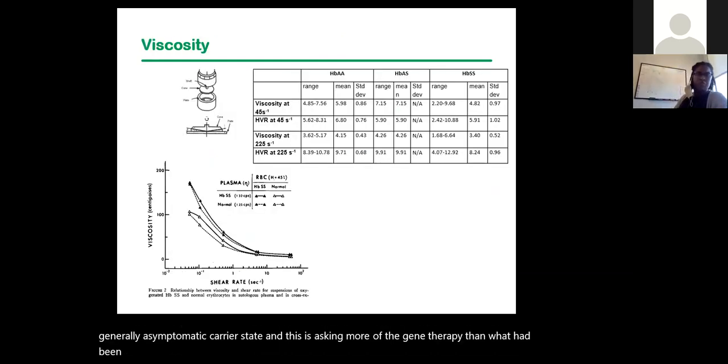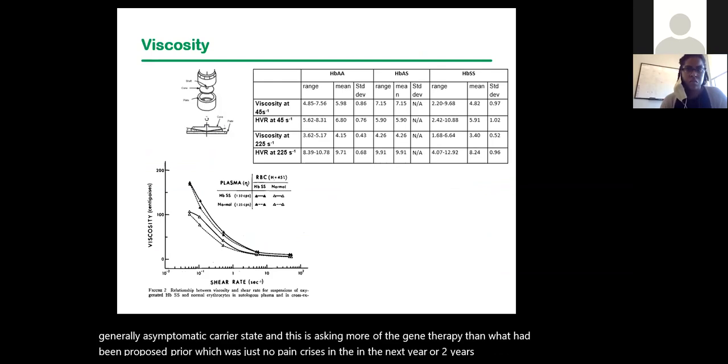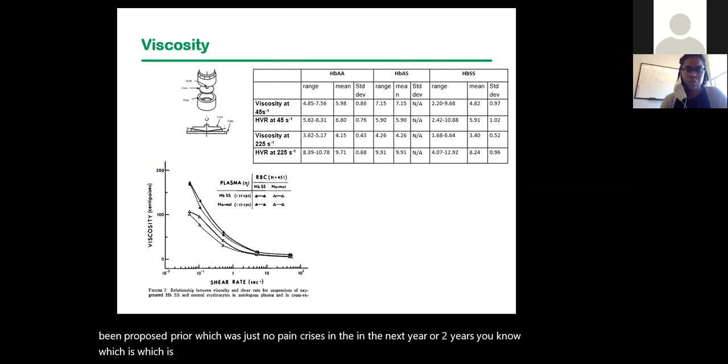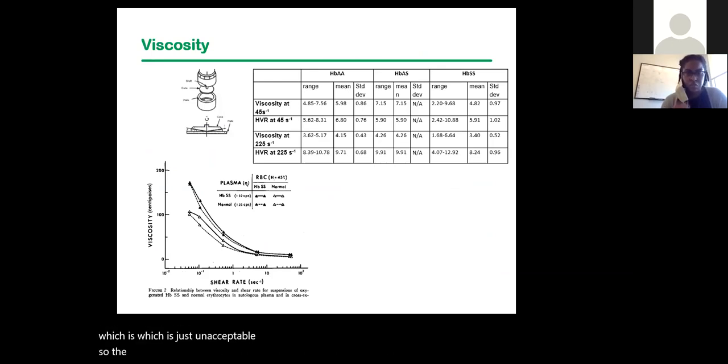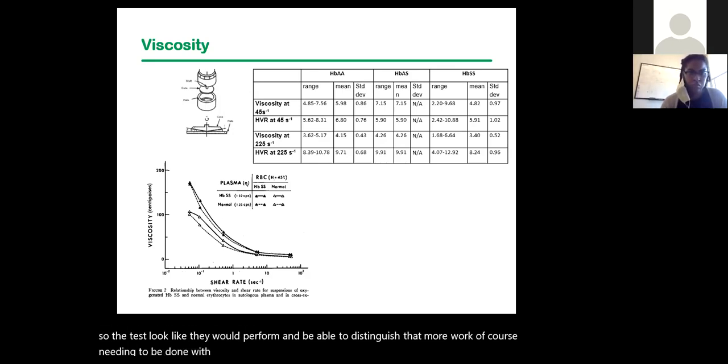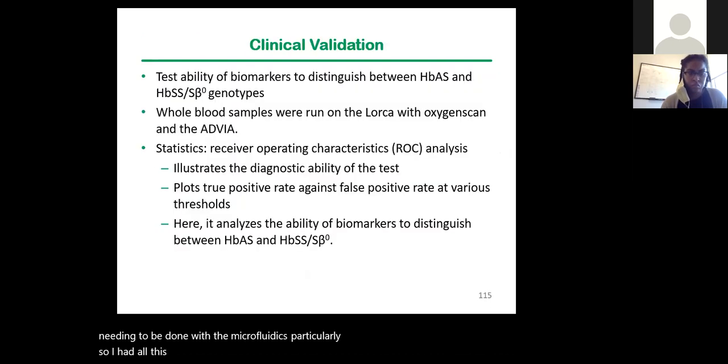So I had all this viscosity data as well, and I dropped that as a test because it did not achieve that separation by genotype. There was overlap in the ranges I got for trait and disease. And I think it's more related to the technology. So not saying viscosity has no role. It was very helpful for evaluating the GBT therapy of Oxalitor, but I don't propose it as a biomarker for assessing cure because I cannot reliably distinguish between a trait individual's viscosity and an SS individual's viscosity.